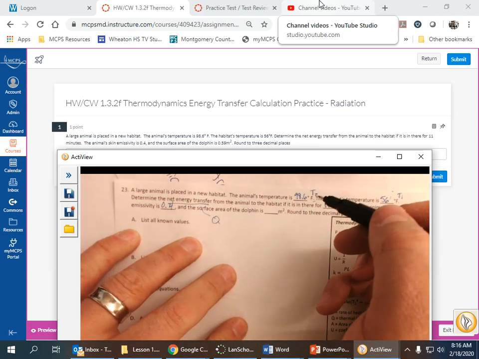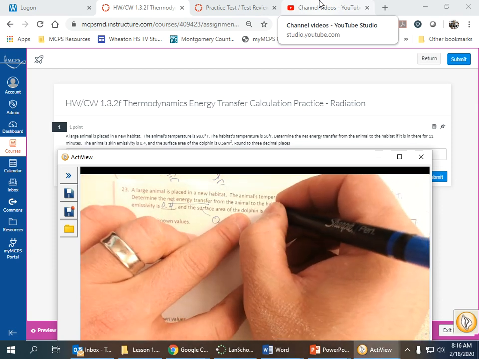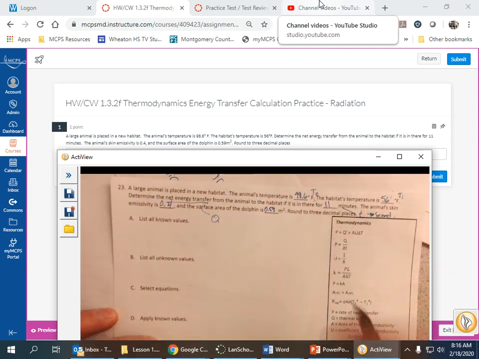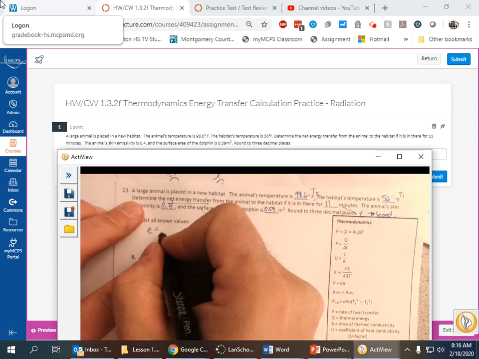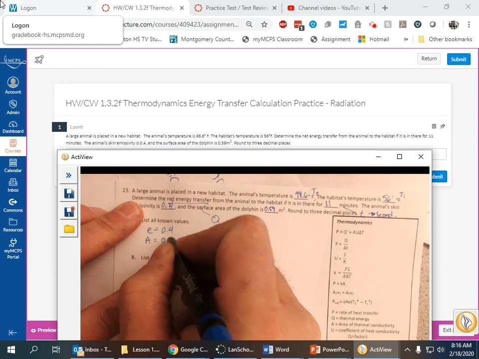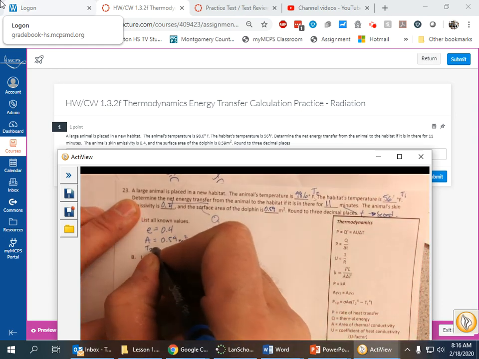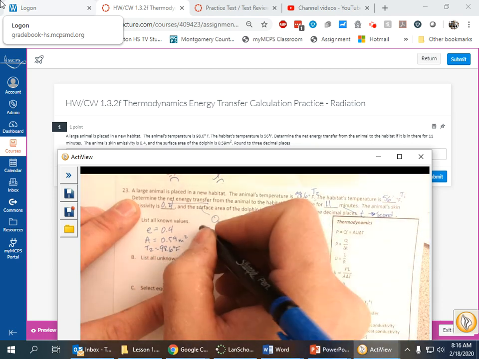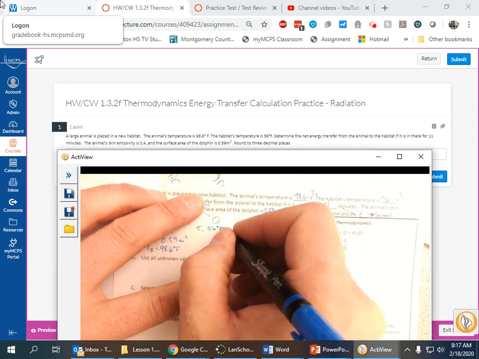0.4, no units with that. And the surface area of the animal is 0.59 meters squared. Round to 3 decimal places. What are my known values? I know E is 0.4. I know A is 0.59 meters squared. I know temperature 2 is 98.6 degrees Fahrenheit, and temperature 1 is 56 degrees Fahrenheit.